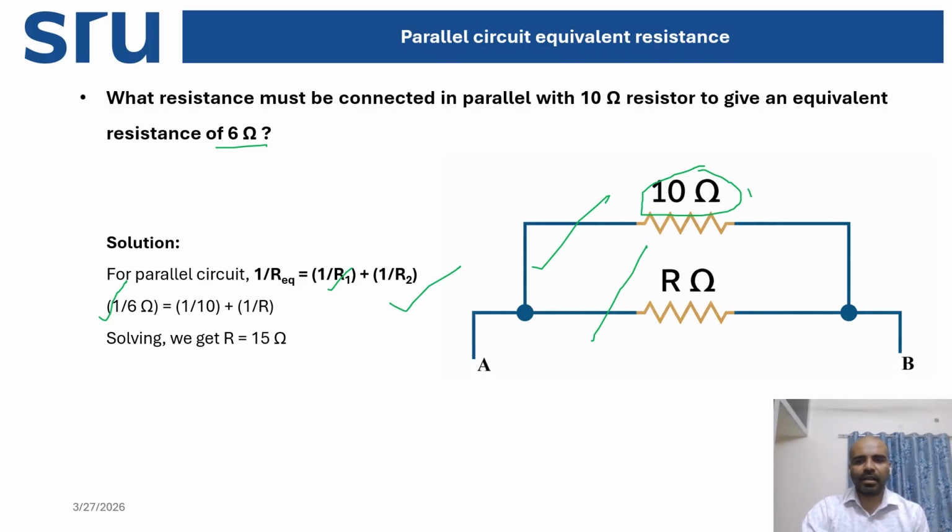Let's consider R1 which is 10 ohm. We need to calculate this unknown resistance R. So as per the parallel circuit, 1 by R equivalent equals 1 by R1 plus 1 by R2. So 1 by 6 equals 1 by 10 plus 1 by R. So you can easily get the unknown resistance of this circuit, which is equal to 15 ohm. So now you understood how to calculate this unknown resistance if it is connected in parallel manner.